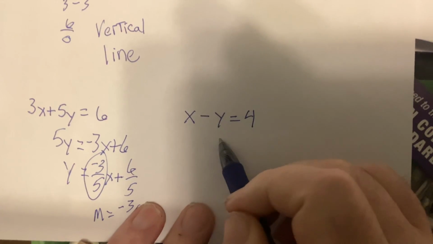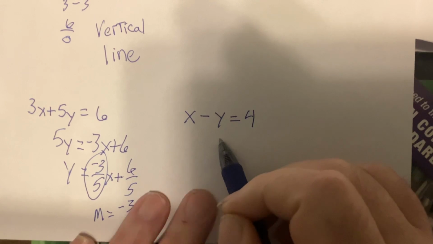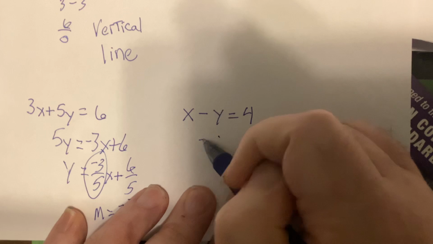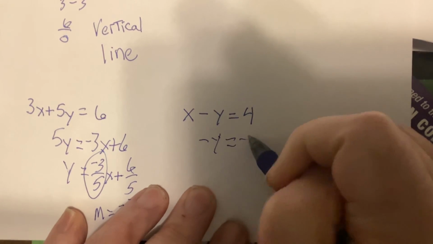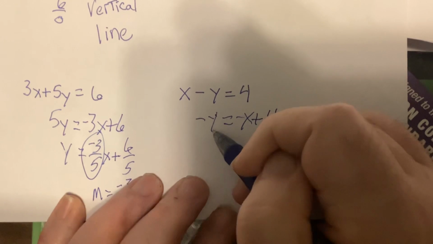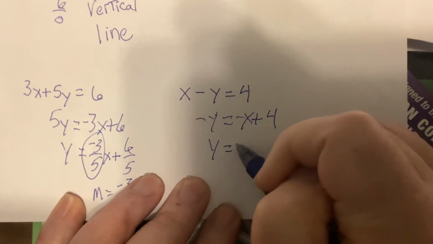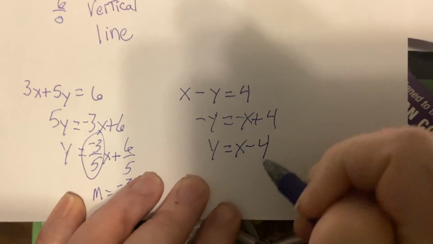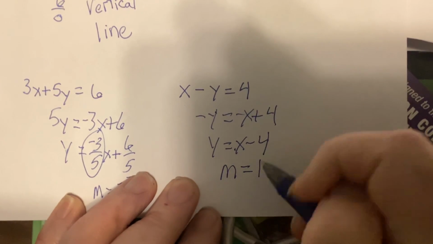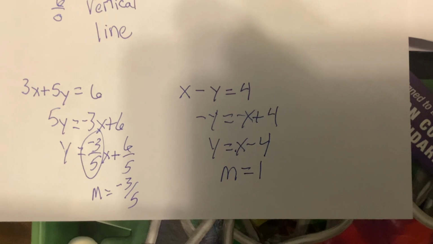So solve this one for y and find the slope. So we would subtract x, divide by -1. So the slope would be +1. So that means you'd go up 1, right 1 to find another point on the line.